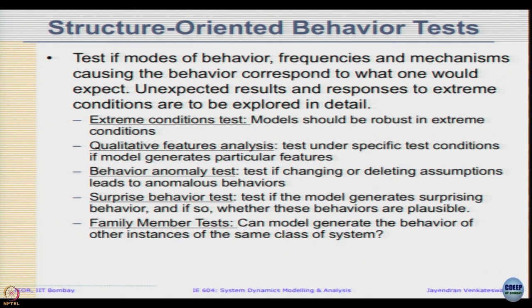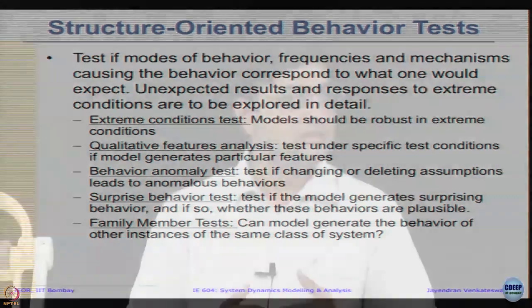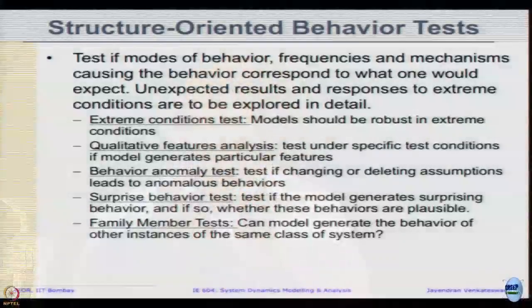Surprise behavior test. Test if the model is generating surprising behaviors. This is a little more difficult unless you generate a large amount of scenarios. It's very difficult to figure out whether any surprises occur. But one is to see whether, once you plug in numbers, once you look at the result, we need to spend time analyzing it. That's what today's lecture is about.